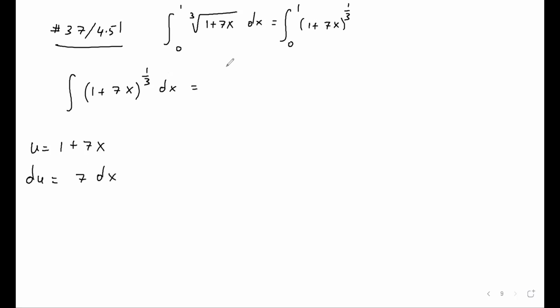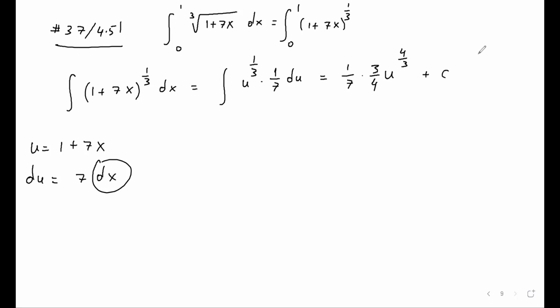So in the first instance, we're going to replace u there. So u to the 1/3 times, and then instead of dx, we're going to say 1/7 du. So this is going to be equal to 1/7 times u to the 1/3. Okay, so the antiderivative of that will be u to the 4/3 times 3/4 plus a constant c.